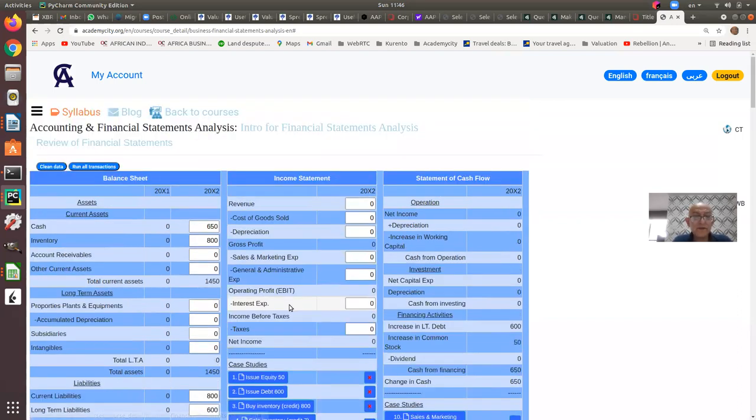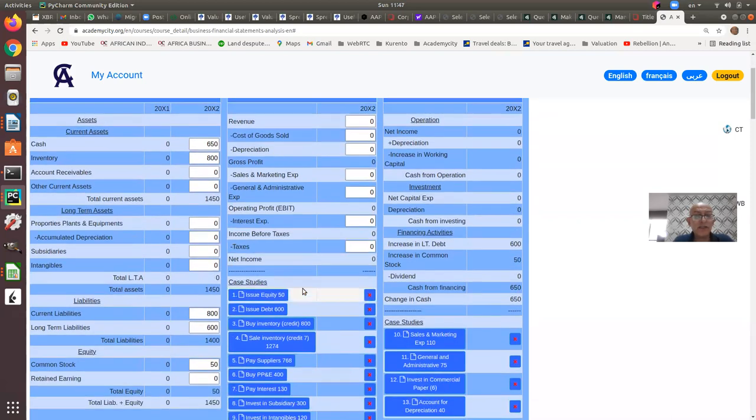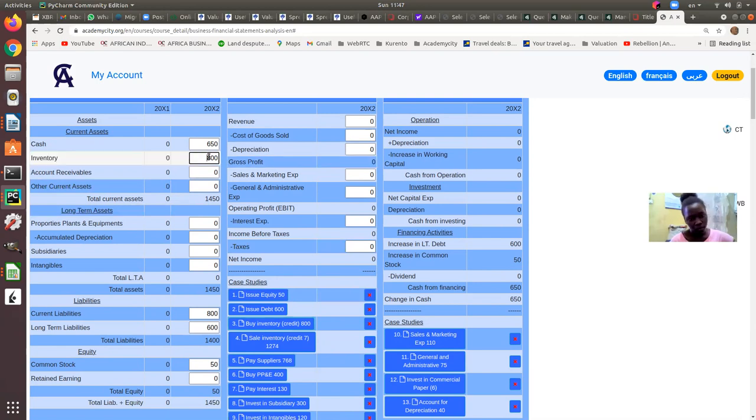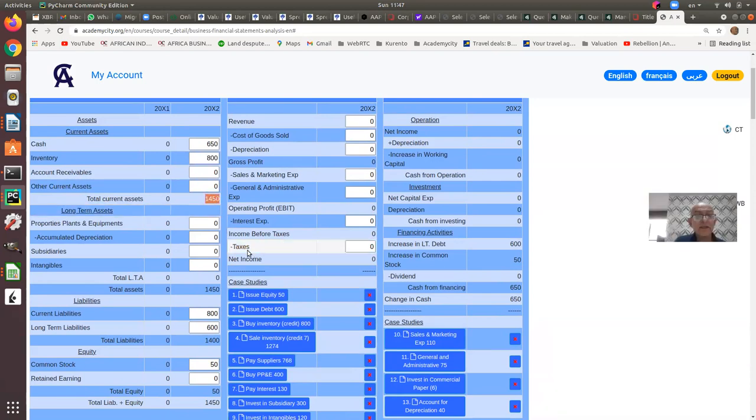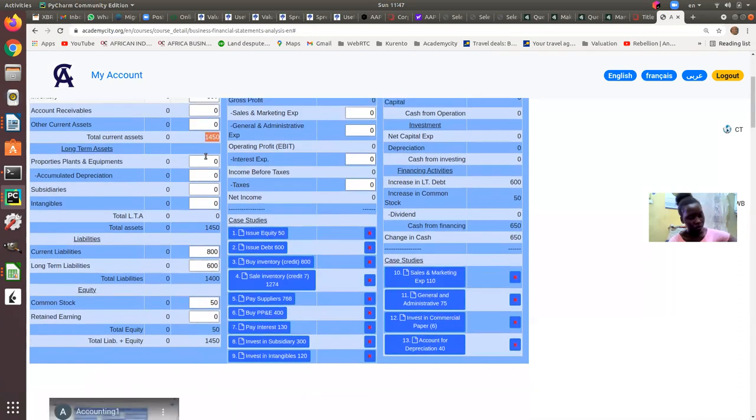Buying inventory, click on it. Remember we said we bought the inventory on credit. The suppliers gave us credit. So the inventory is an asset, we have 800. So our current assets are higher now by 800. Total current assets are 1450. Why? We have cash, we have inventory. How did we come up with that one? Let's look at it.